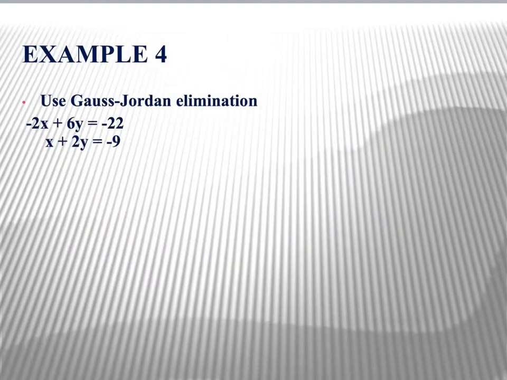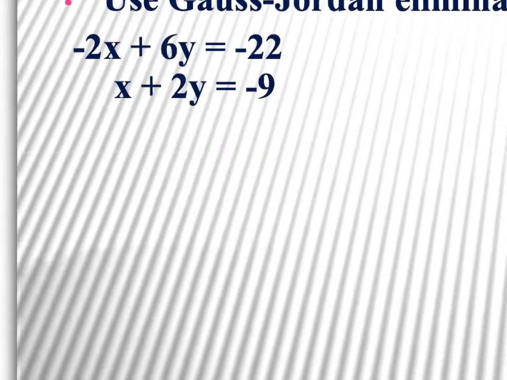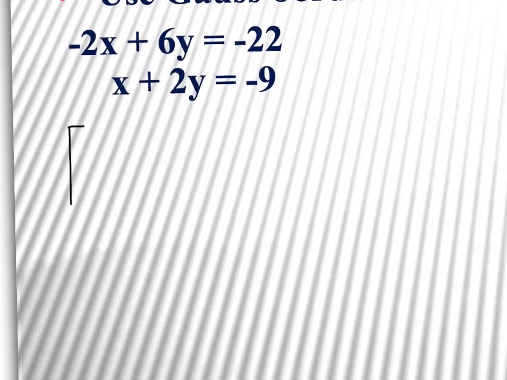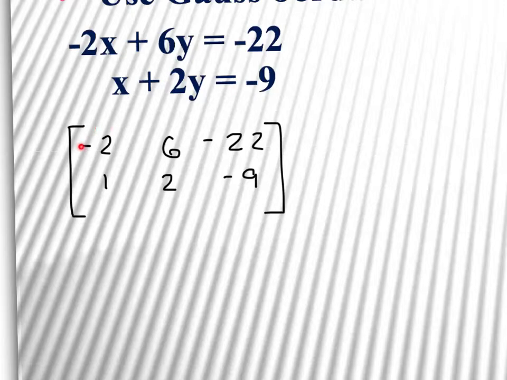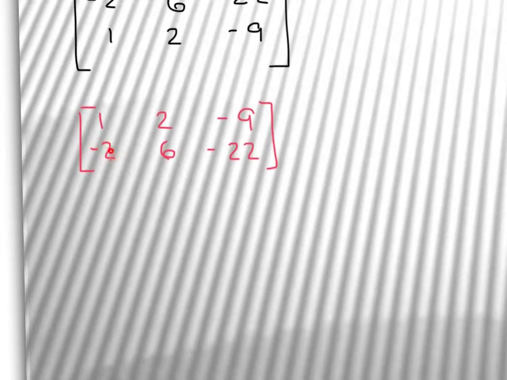Okay, it says use Gauss-Jordan elimination. So the first thing I want to do is start by writing a matrix. Negative 2, 6, negative 22, 1, 2, negative 9. Again, remember the first thing I want to do is put a 1 in this position. So I'm going to flip row 1 and row 2. The next thing I want to do is get a 0 in this position. So I'm going to take row 1, the row directly above it, and multiply it by the opposite number value that I have here. So that's going to be 2. So 2 times row 1, and I'm going to add that to row 2.